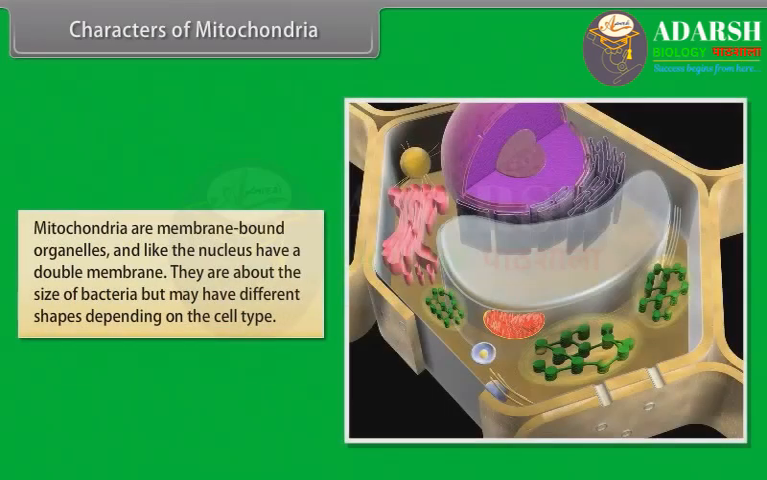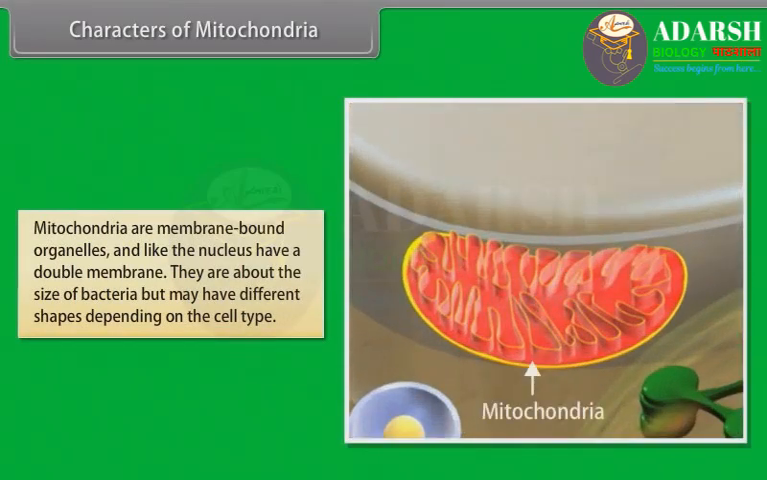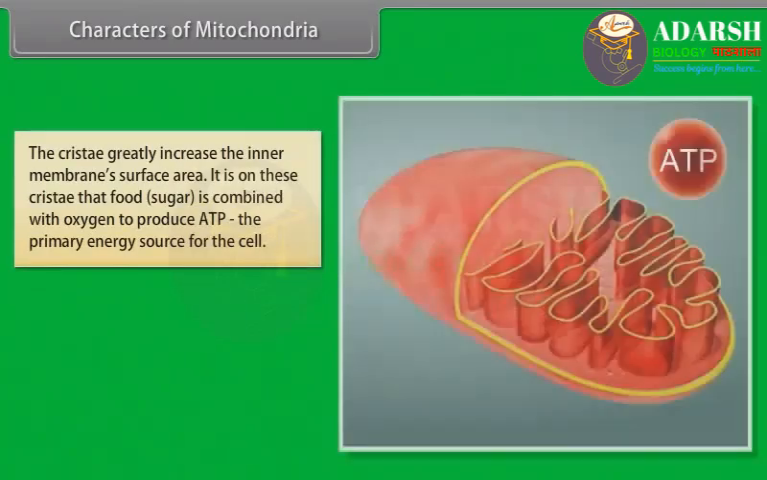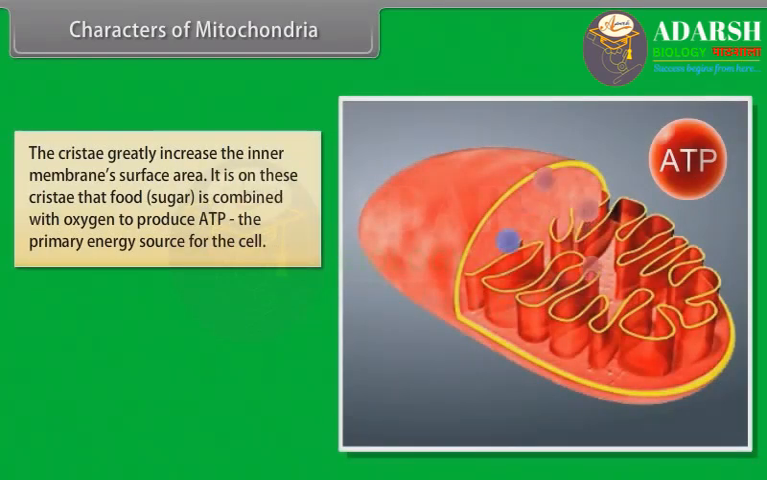Characters of mitochondria. Mitochondria are membrane-bound organelles and, like the nucleus, have a double membrane. They are about the size of bacteria but may have different shapes depending on the cell type. The outer membrane is fairly smooth, but the inner membrane is highly convoluted, forming folds called cristae. The cristae greatly increase the inner membrane's surface area.